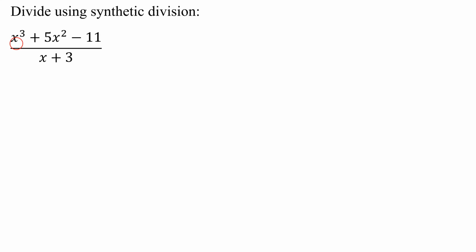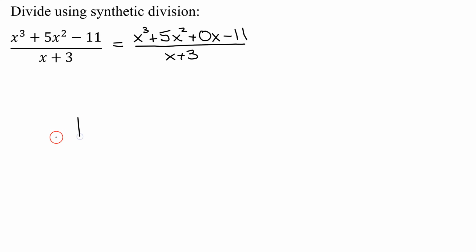The next thing we need to do is look for missing terms in our numerator. I have an x cubed and x squared. I have no x term and then a constant. So I need to put in a placeholder for my x term. So my numerator is going to become x cubed plus 5x squared plus 0x, that's my placeholder for the x term, minus 11, all divided by x plus 3. So now I'm ready to set up my synthetic division.